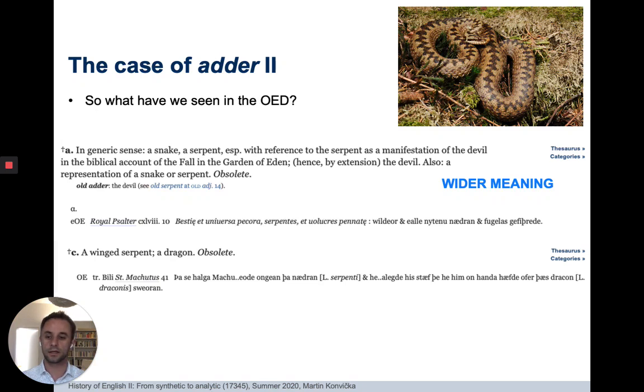What you then have is another sense, meaning winged serpent, a dragon. This is also already contained in the first sense, where they say that adder, in this generic sense, can also be used by extension to mean the devil, right? The serpent in paradise from the biblical account. So here you have a sort of metaphoric meaning, right? So it's not only a specific snake or a serpent, but it is also a metaphor for the devil.